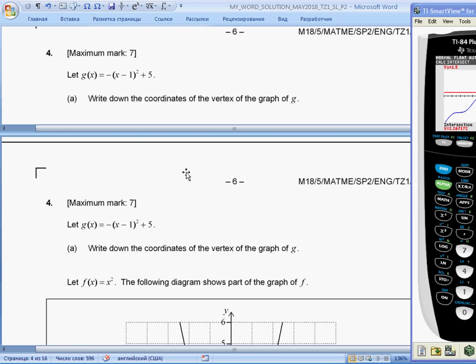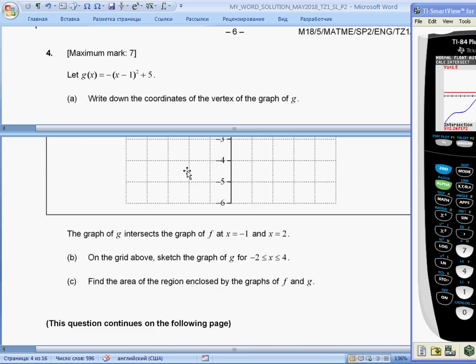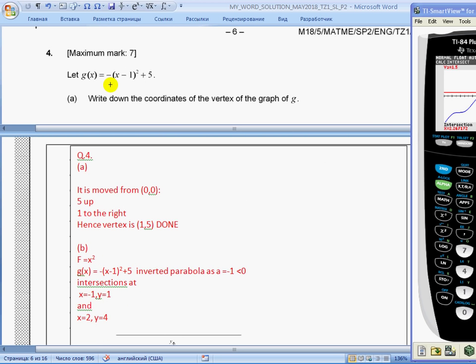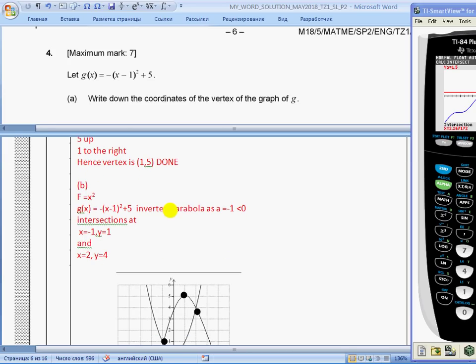Right, question 4. So we have a quadratic function. Write down the coordinates of the vertex. So normally the vertex is at 0, 0. Here it is raised up because we add 5, and because we subtract 1 we should move x to the right, so it should be 1 bigger. So 1, 5 is the coordinate of the vertex.